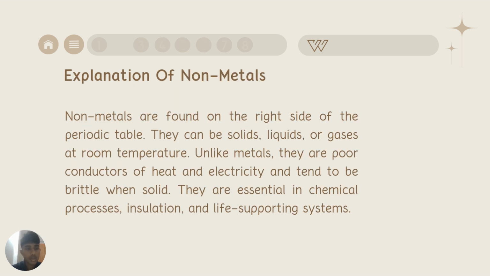For the next subtopic, we're going to talk about explanation of non-metals. Non-metals are found on the right side of the periodic table. They can be solids, liquids, or gases at room temperature. Unlike metals, they are poor conductors of heat and electricity and tend to be brittle when solid. They are essential for chemical processes, insulation, and life supporting systems.